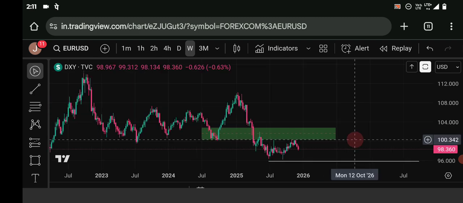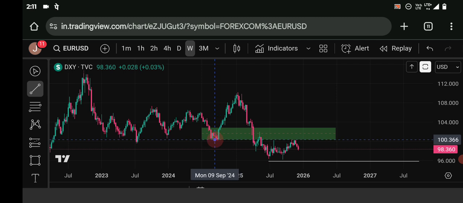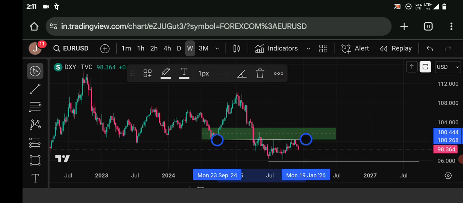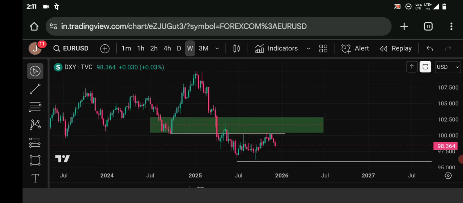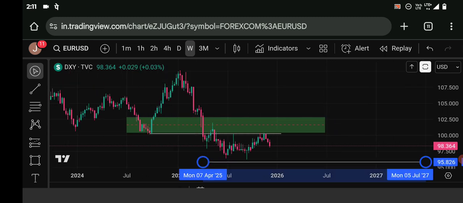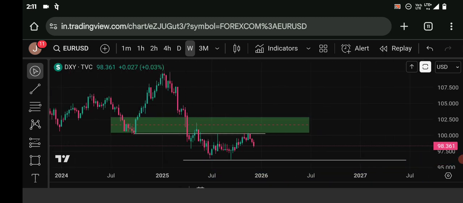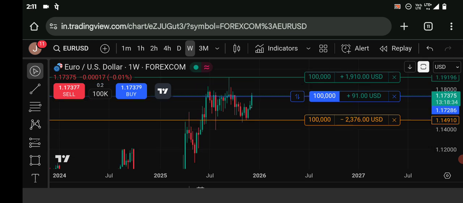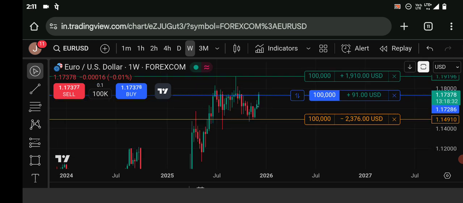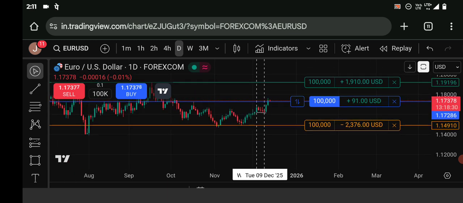You can see that on the weekly chart we have this breaker block here, which we have tapped into. So from this breaker block to the sell side would be our target, and there is no higher time frame bias on the EU. So let's go to the daily chart.